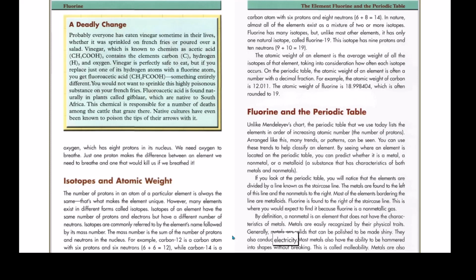The atomic weight of an element is the average weight of all isotopes of the element, taking into consideration how often each isotope occurs. On a periodic table, the atomic weight of an element is often a number with a decimal fraction. For example, the atomic weight of carbon is 12.011. The atomic weight of fluorine is 18.998404, which is often rounded to 19.